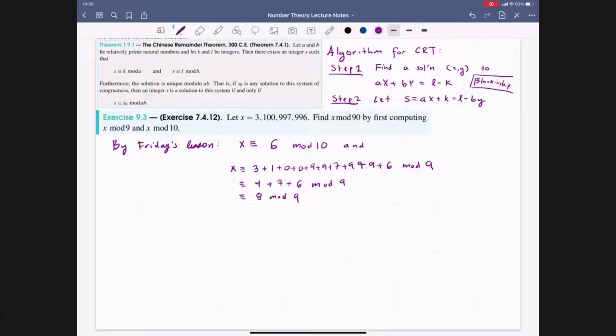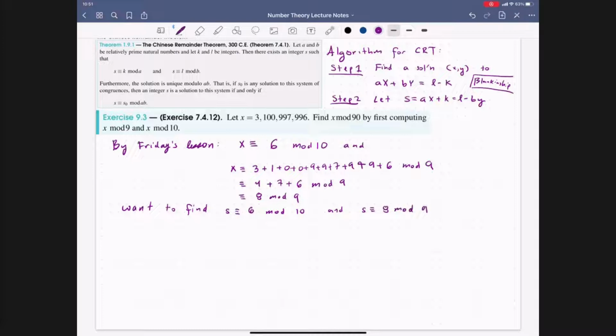And now we want to apply the Chinese remainder theorem. So how do we go about this? So here's how. The way that we're setting this up is we want to have, in the notation that we have for the Chinese remainder theorem, we have S. So we want to find S congruent to 6 mod 10 and S congruent to 8 mod 9.